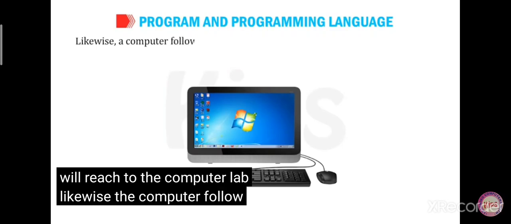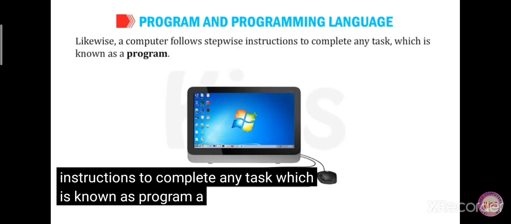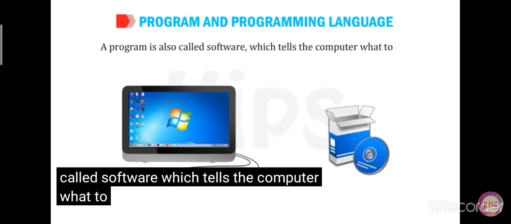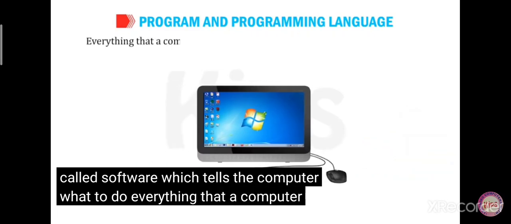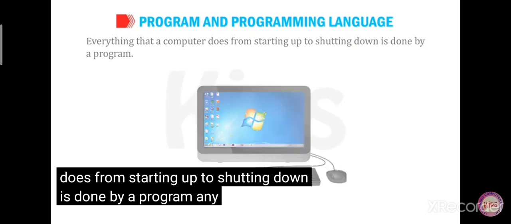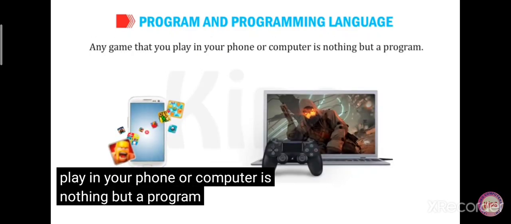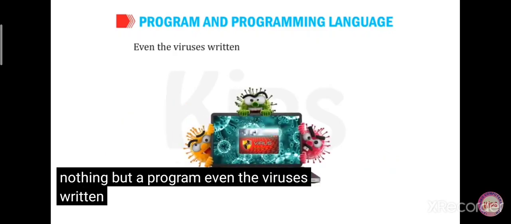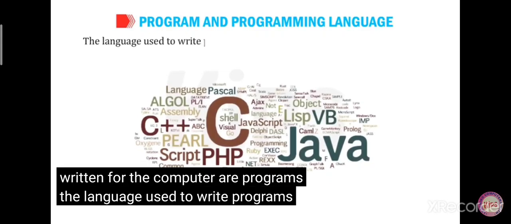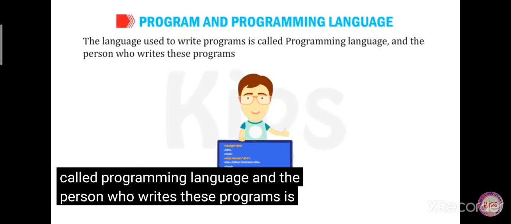Likewise, a computer follows stepwise instructions to complete any task, which is known as a program. A program is also called software, which tells the computer what to do. Everything that a computer does from starting up to shutting down is done by a program. Any game that you play on your phone or computer is nothing but a program. Even the viruses written for the computer are programs. The language used to write programs is called programming language, and the person who writes these programs is known as a programmer.